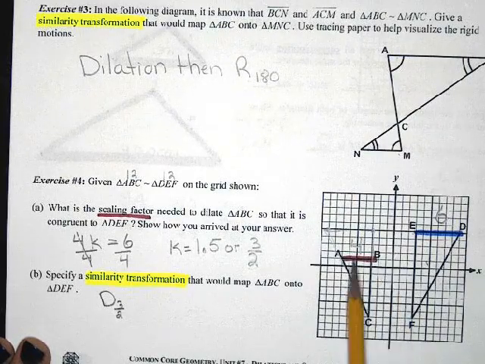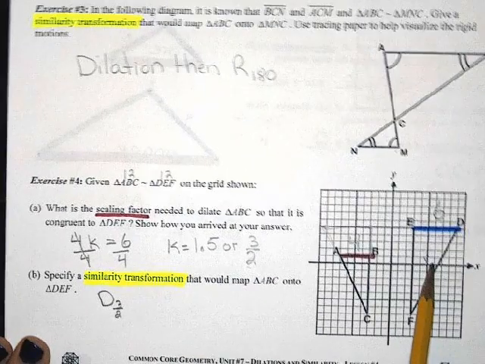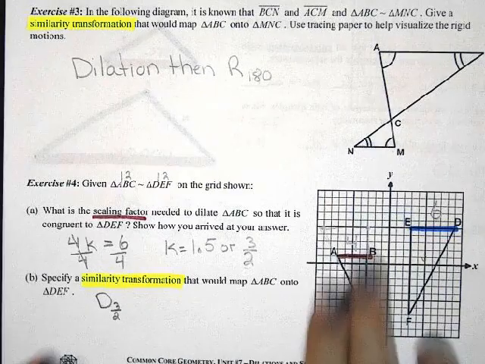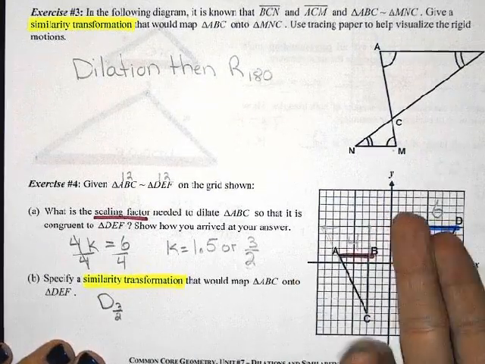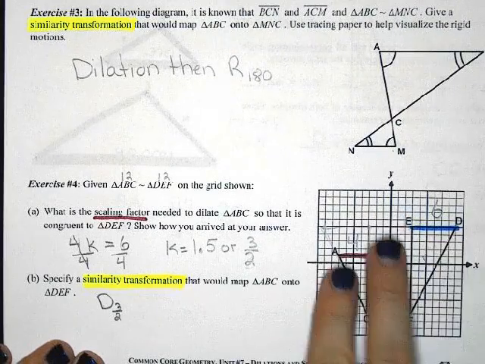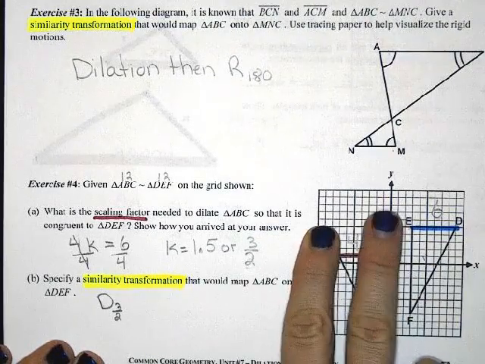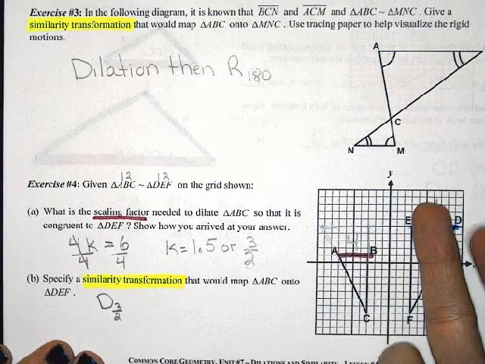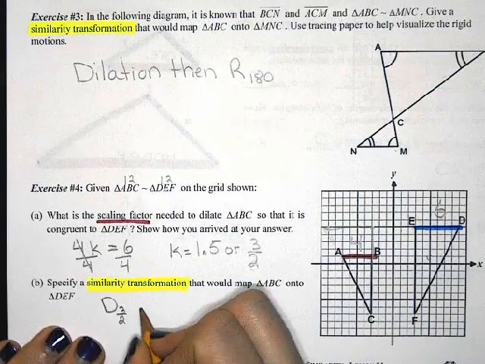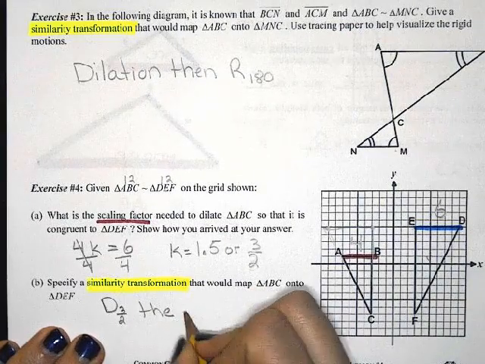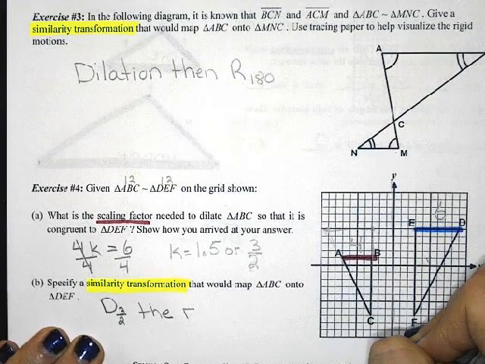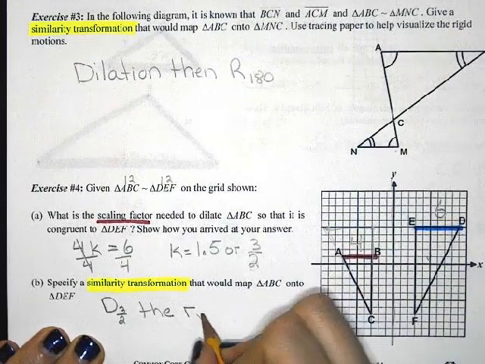Now how do we get this image over to here? Most of you guys can see that, yes, it is a flip. I'm going to flip this image to land on top of here. A, if I flip it over, will match up with D. So a dilation of 3/2, then a reflection, and it flipped across this specific line, which is the y-axis.